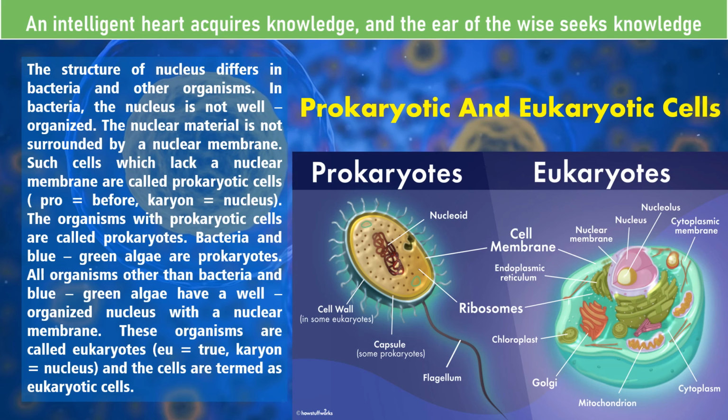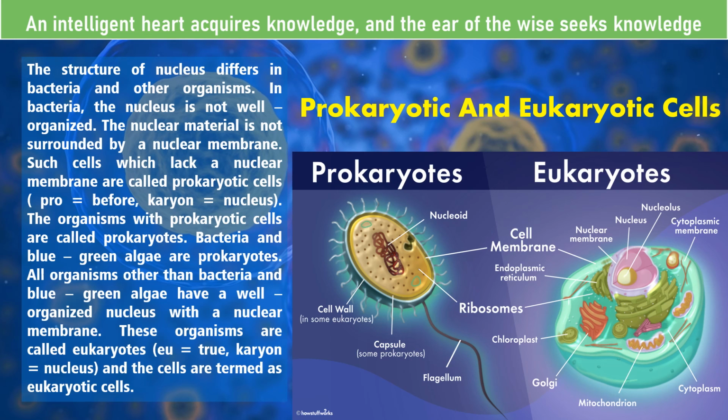Now let's talk about prokaryotic and eukaryotic cells. So the structure of nucleus differs in bacteria and other organisms. In bacteria, the nucleus is not well organized. The nuclear material is not surrounded by a nuclear membrane. So there are few cells in which there is absence of cell membrane. Sorry, not absence of cell membrane, absence of nuclear membrane.